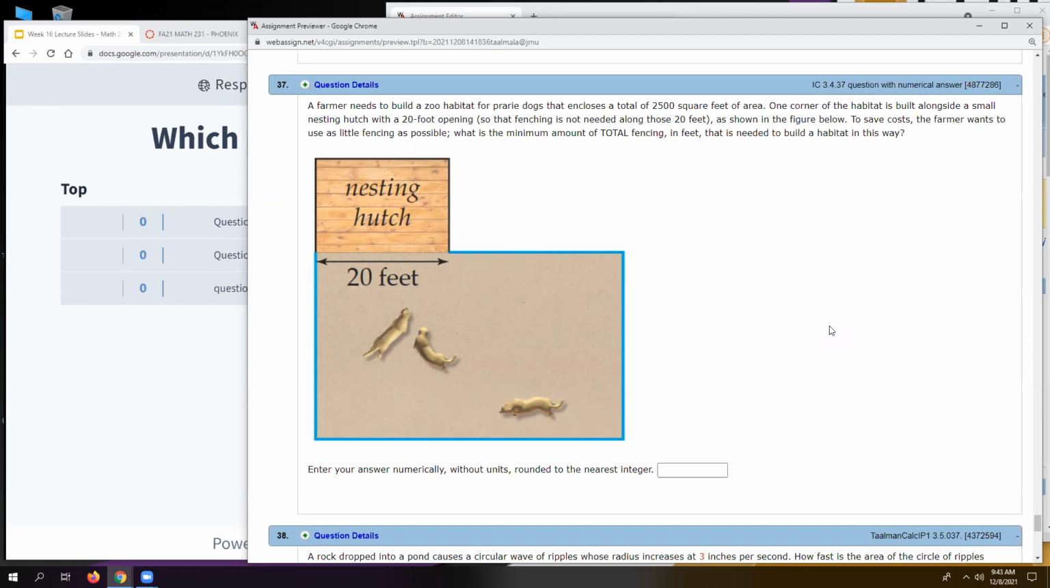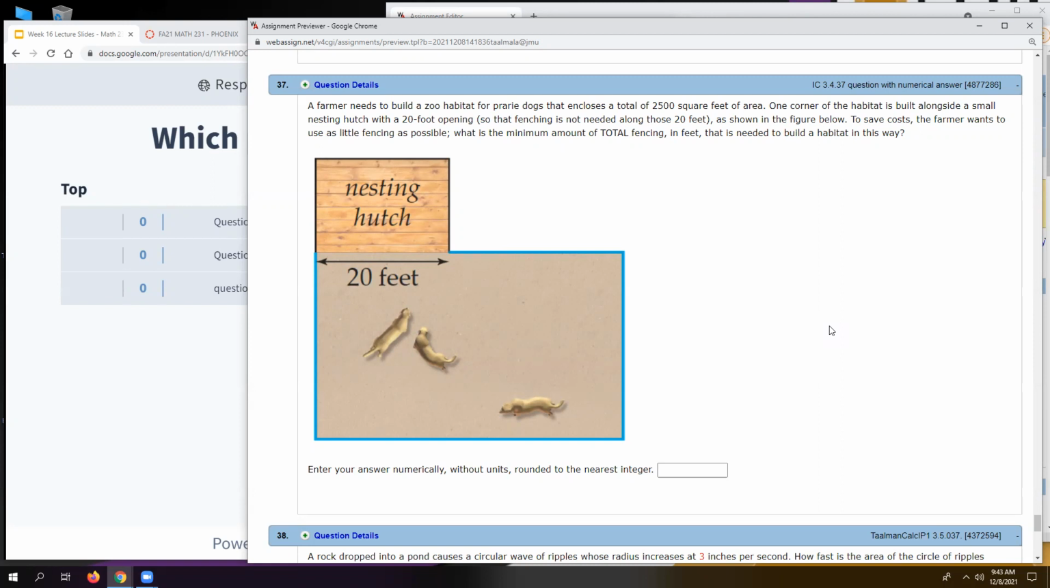We know that the area is what from this problem? Can you read that? It's very tiny. Yeah, the area is 2,500. What's the formula for area based on the letters that I have here? X times Y doesn't include this weird hutch, whatever that is.